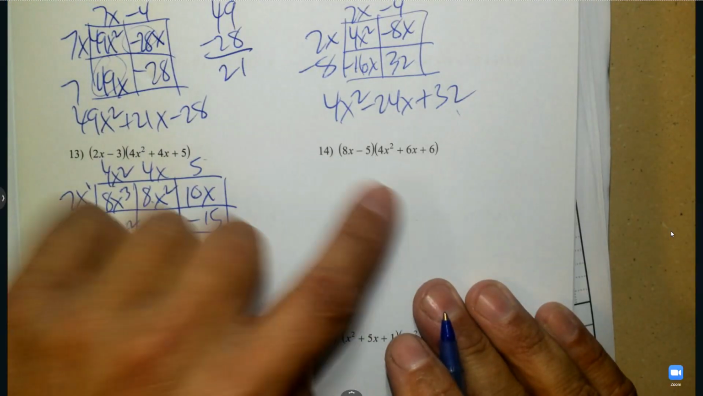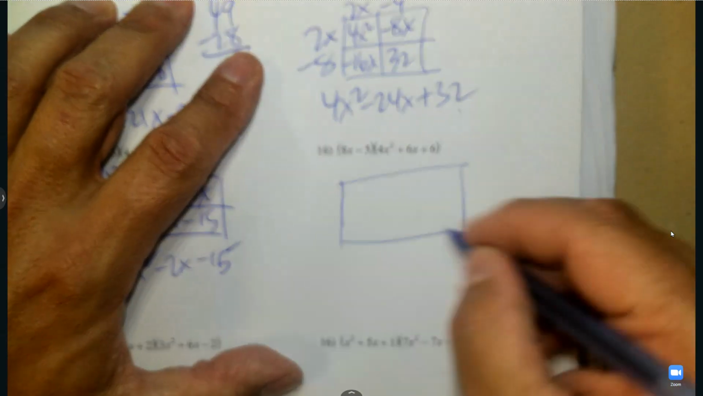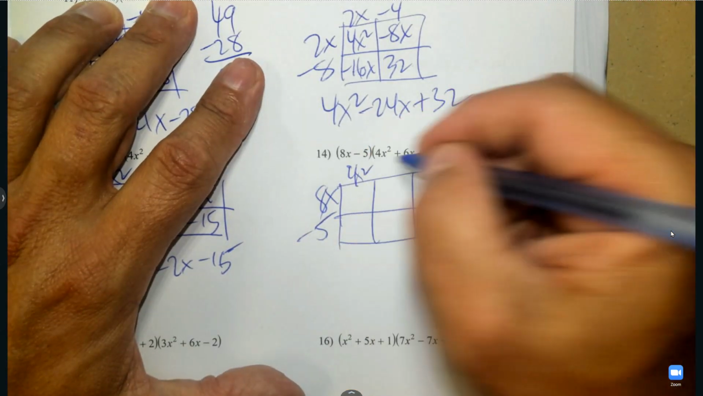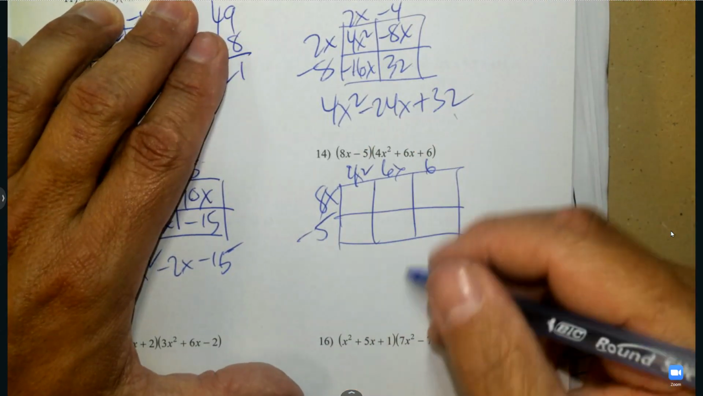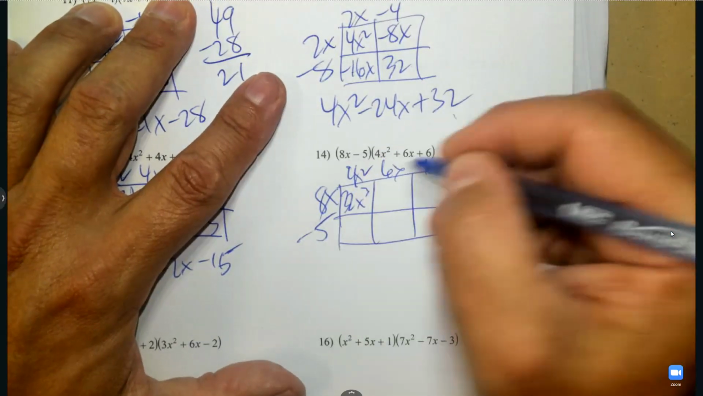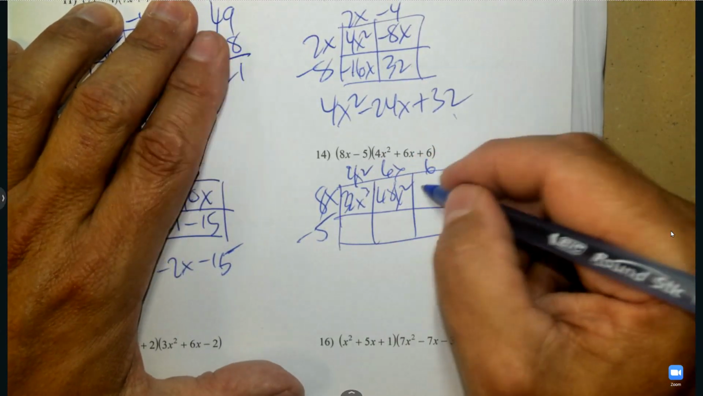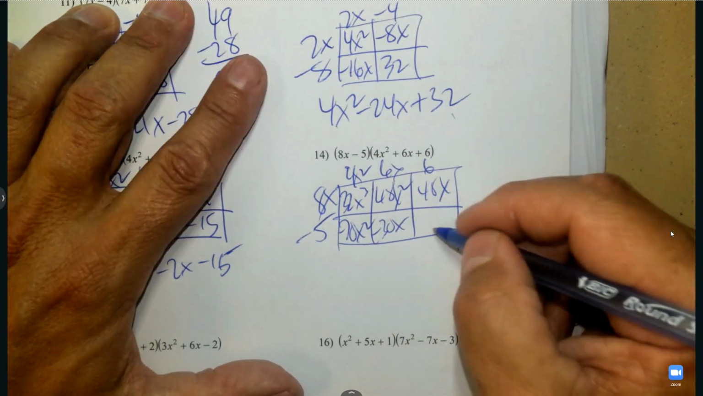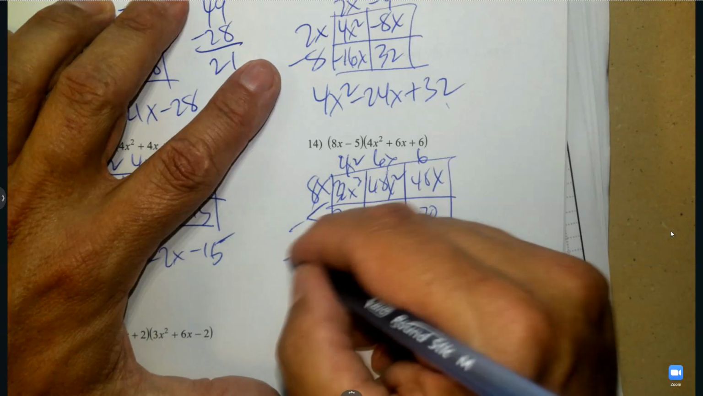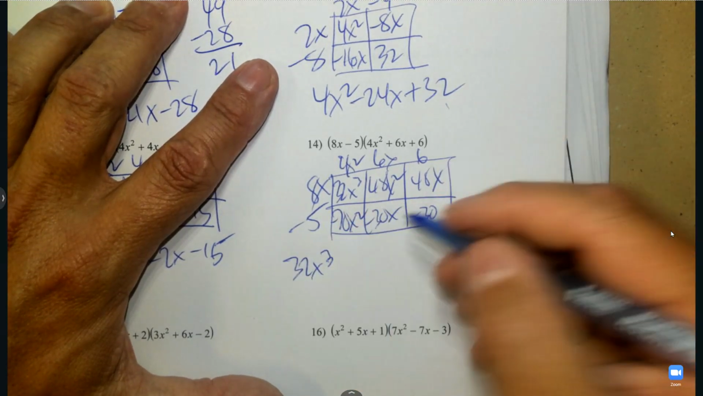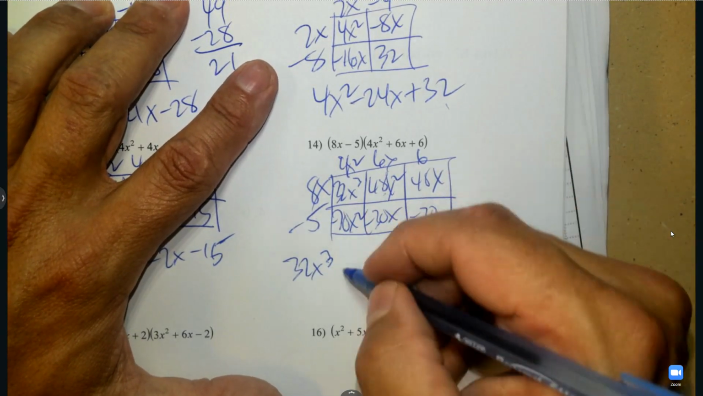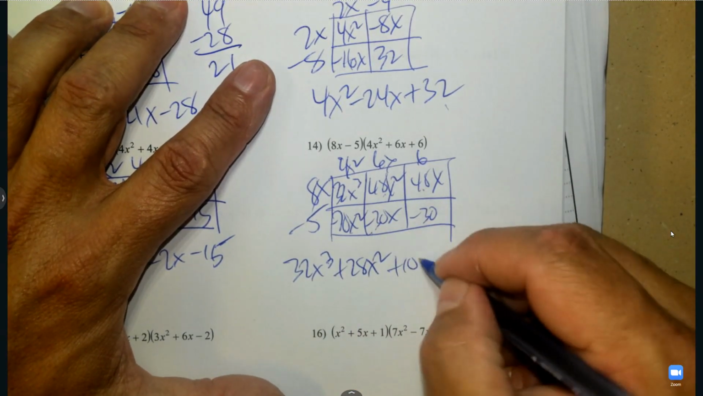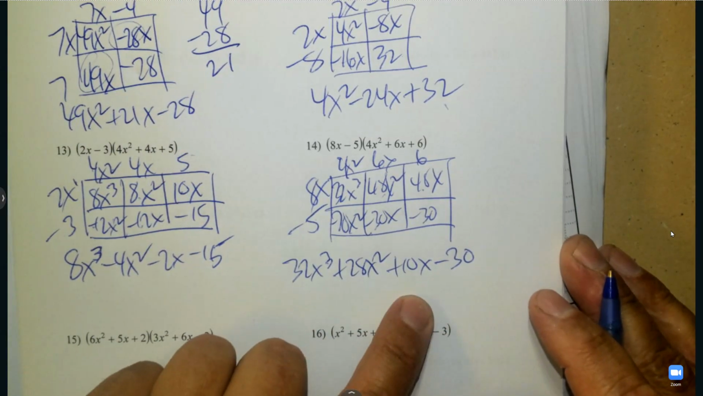Again, a binomial times a trinomial. So we have 8x minus 5, and then 4x squared, 6x and 6. Multiply it out, so it's 32x cubed, and 48x squared, 48x, negative 20x squared, negative 30x, and negative 30. Combine like terms. So I have 32x cubed, negative 20 plus 48 is plus 28. 40 and negative 30 is 10. And then subtract 30, and you have your answer.